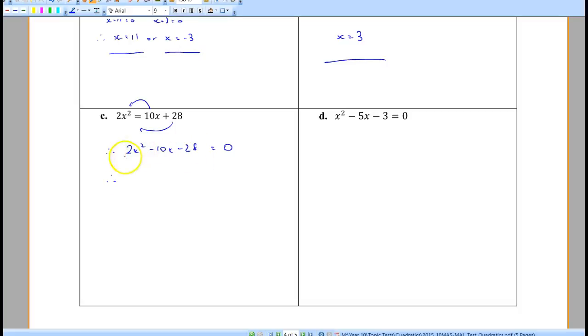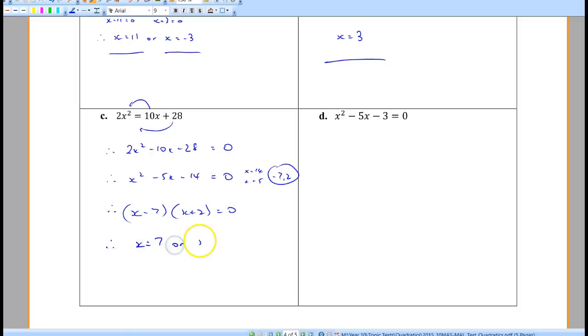Now divide through by 2, because they're all even. X squared minus 5x minus 14 equals 0. Now look for two numbers that multiply to minus 14 and add to minus 5, and that is minus 7 and 2. So we factorize to x minus 7, x plus 2 equals 0. So we get x equals 7 or x equals minus 2. Opposite sign, opposite sign. Okay, look at this one here. It's equals 0, that's good.